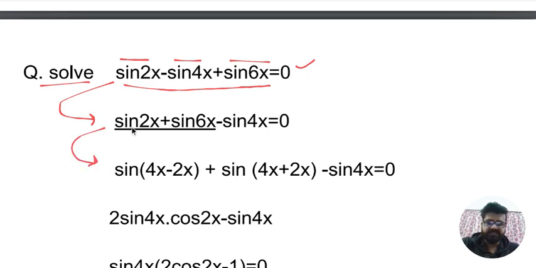I changed this term sine 2x plus sine 6x into this term. And how did I do it? This is a formula. So you have to learn the formulas. You have to keep in your mind that these are the formulas, and these formulas will be helpful for you in solving the equations, because the question will be like this and he will say solve this equation.